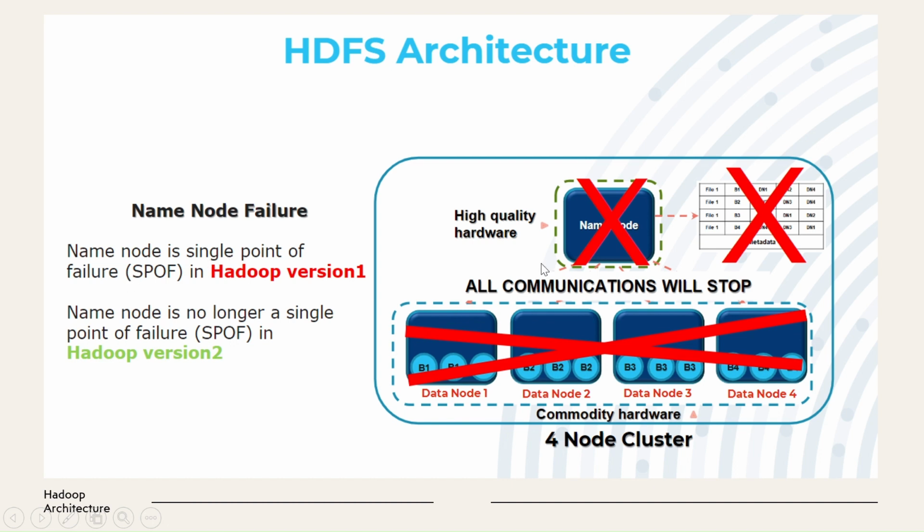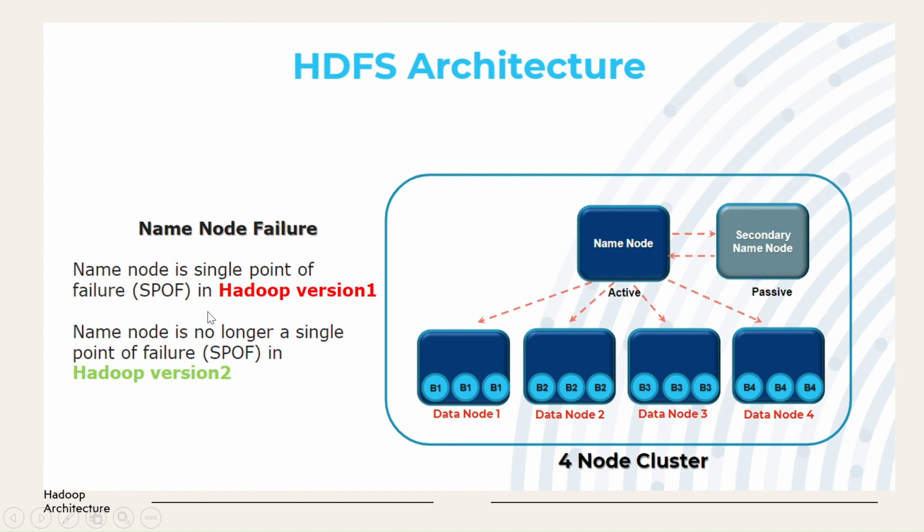This was the situation in Hadoop 1, the previous version, not in the second version. In Hadoop 2, the name node is no longer a single point of failure. How? In this architecture of Hadoop 2, we have another node that is called the secondary name node.